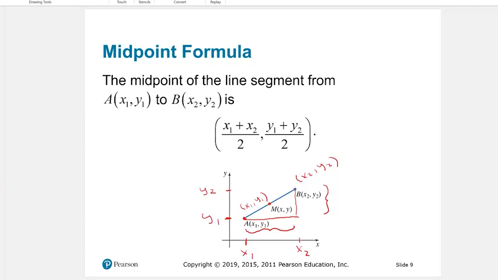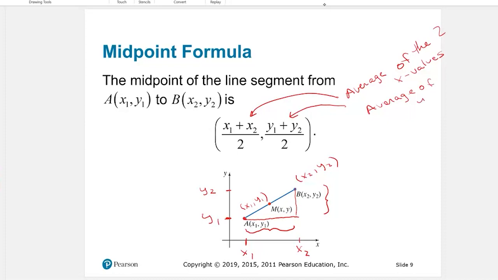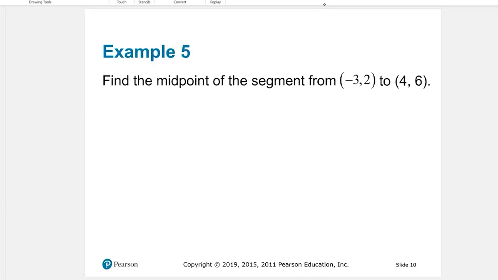So yes, there's a formula, but if you notice, this is the average of the two x values at the end, right? And then this is the average of the y's. Okay, and so now I just add them, divide by 2. So that's why it's called the midpoint formula. So let's do this problem.